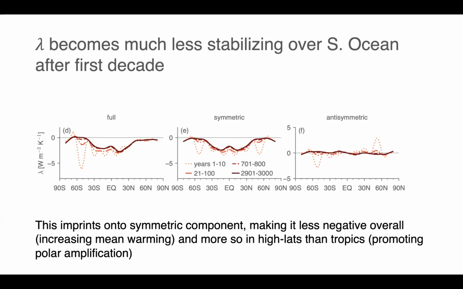And the big behavior to note is that in the first decade, you have this strongly stabilizing global maximum, global extremum in lambda over the Southern Ocean. But by the next time period, over the next century or so, that decreases, that essentially vanishes. And so that does 2 things. It makes your lambda in the global mean less stabilizing, which increases mean warming, but it also makes the high latitudes less stabilizing relative to the tropics, which promotes polar amplification.